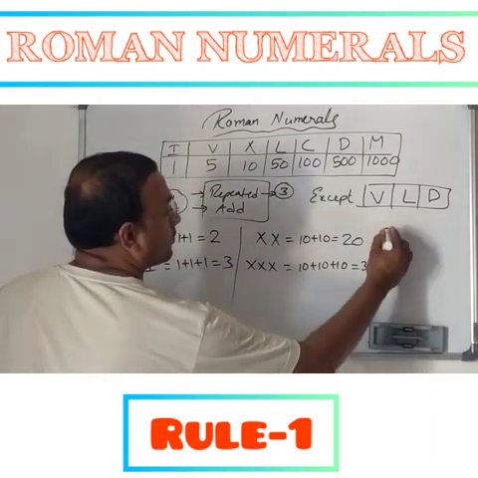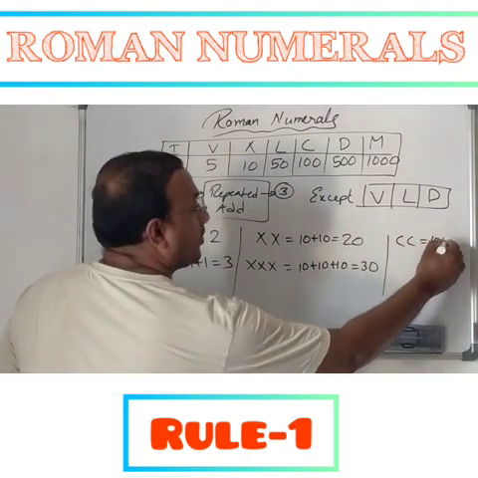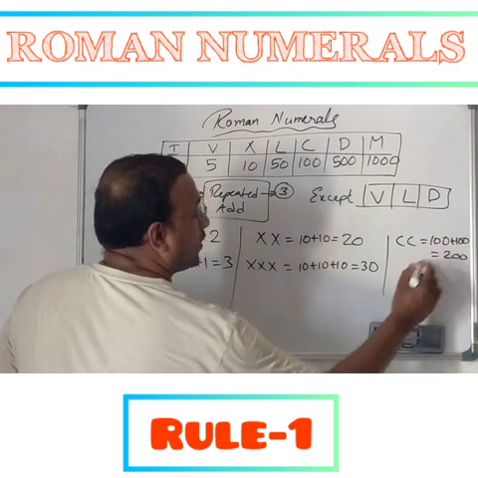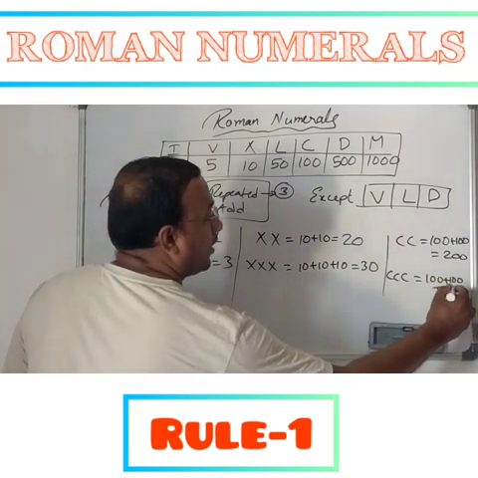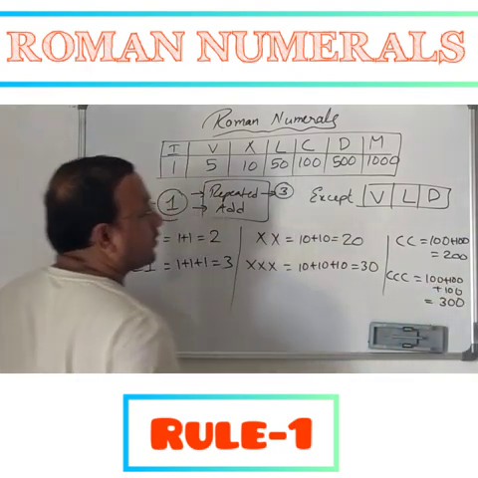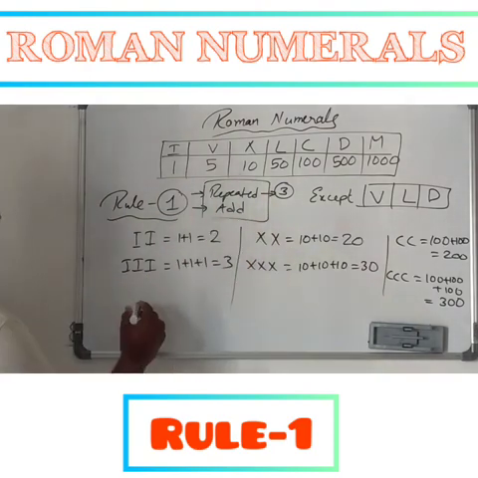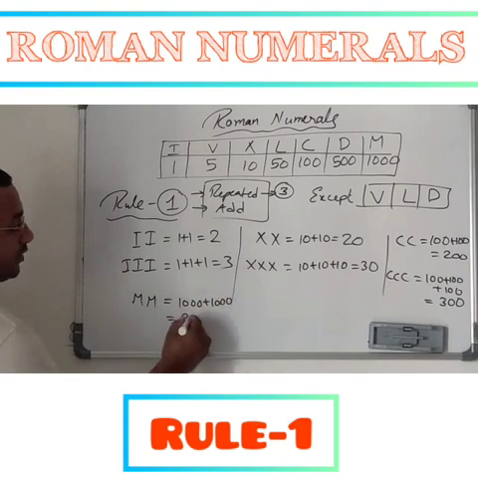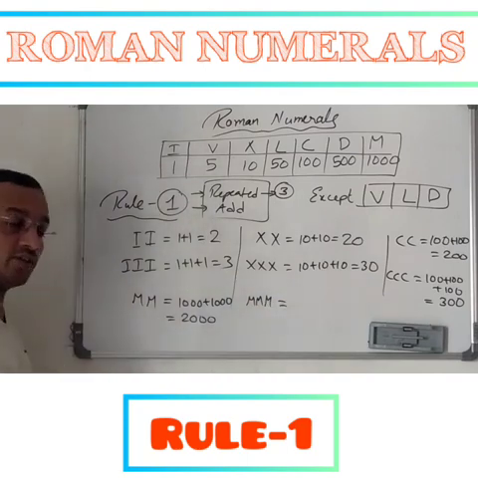So in this way, 1 C you know is 100, and 2 C's is 100 plus 100, that's 200. Similarly it can also be repeated 3 times, 100 plus 100 plus 100, that's 300. And D cannot be repeated, it is used only once. And next we go for M. M also can be written a maximum of 3 times. If we have 2 M's, its value is 1000 plus 1000, which is 2000. And it can also be written 3 times.